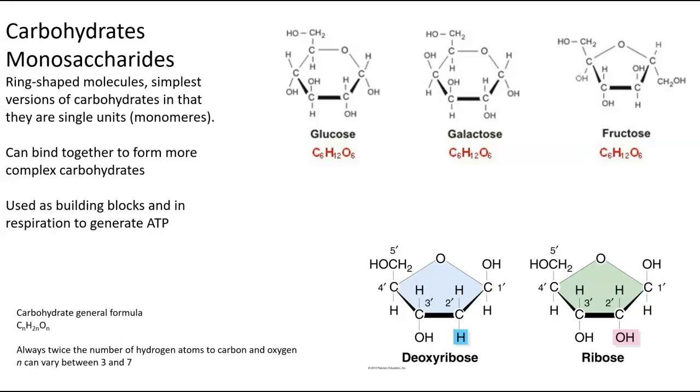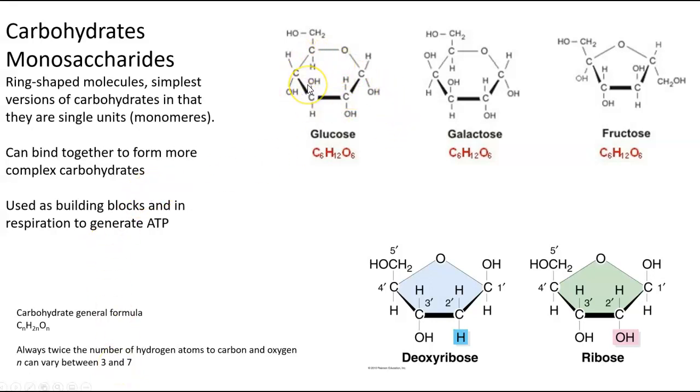Carbohydrates are molecules that always have this relationship between the three elements that make them up: carbon, hydrogen, and oxygen. There's always the same number of carbon and oxygen atoms, but there's always twice the number of hydrogen atoms. And this n is basically how many carbon atoms you have, and they can vary between 3 and 7. I think in most cases it's 5 or 6.